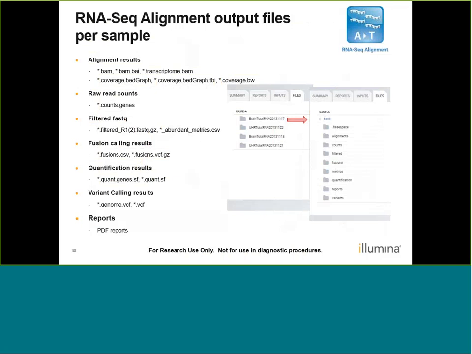And then when I click into the individual samples, I'm going to get a list of all the folders accounting for each of the steps in the workflow. So we have our alignments folder, counts, filtered. Filtered is really our filtered FASTQ files after removing abundant sequences. We're going to have a fusions folder if we decided to call fusions. We have our metrics, quantification, and reports and variants. Over on the left, I've just outlined what to expect in each of the folders, but we already discussed that in some detail.